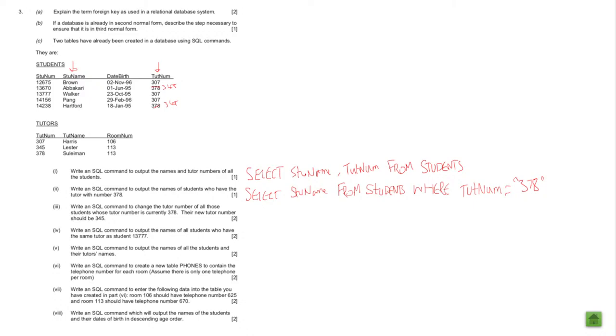All right. What about, let's get easy, right? That one. What about, okay, can you give me this one? Anyone know the SQL for this one here? Write an SQL command to create a new table called phones, and it contains a telephone number for each room. Assume there is only one telephone per room.